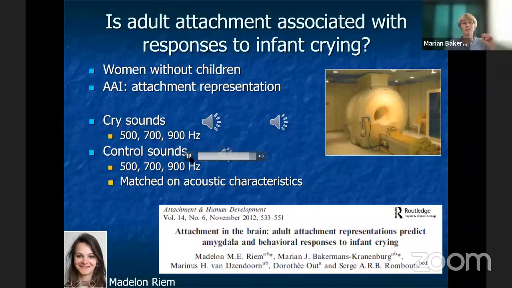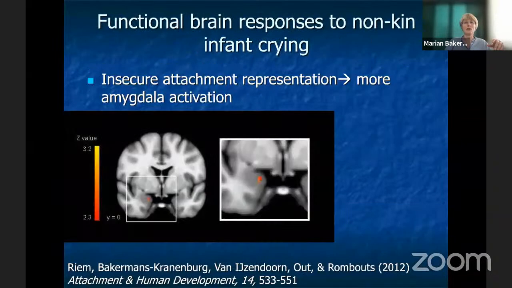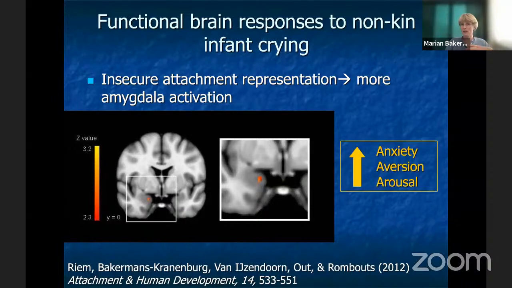So that has the same matched acoustic characteristics, but it lacks the emotional meaning of a cry sound. Well, what did we find? We found that those adults with an insecure attachment representation showed more amygdala activation. And amygdala activation is related to anxiety, aversion, and arousal.